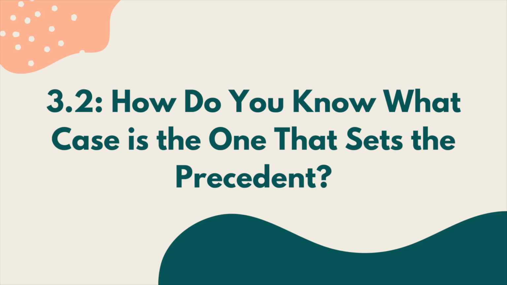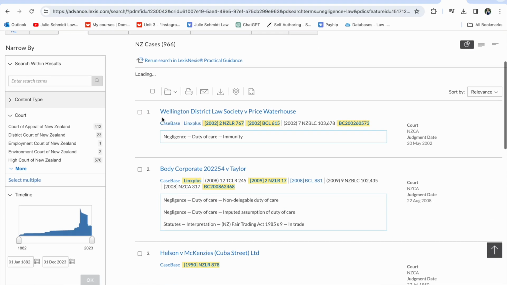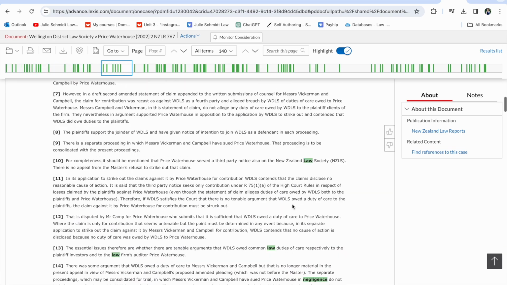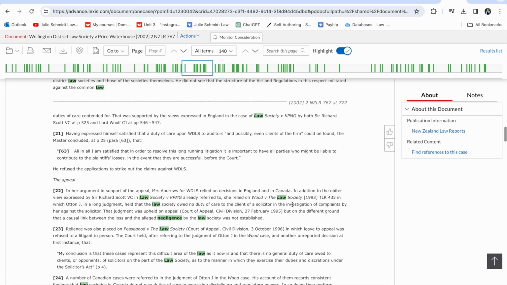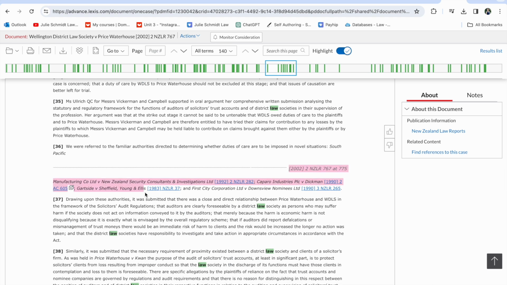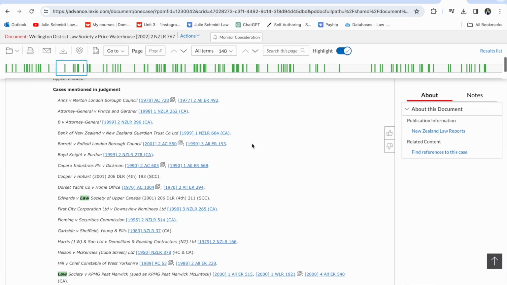3.2, how do you know what case is the one that sets the precedent? There's also no big database or exact method for figuring this out. A recent textbook on the subject will likely tell you what the precedent-setting case is for that topic. Or if you can't find a textbook, if you type the name of the law, like negligence law, into a legal database like LexisNexis and read through a few cases that come up, the judges in those cases will normally say what the precedent-setting cases are for that topic.